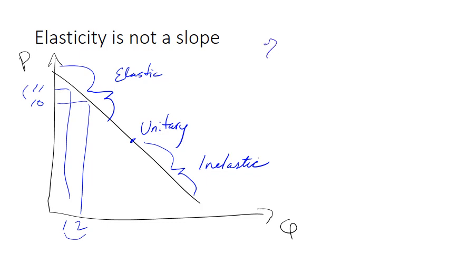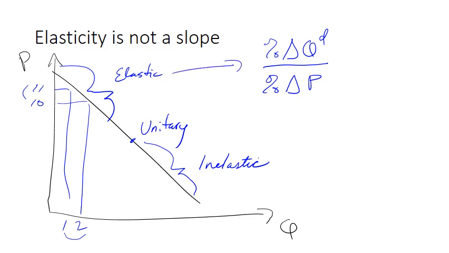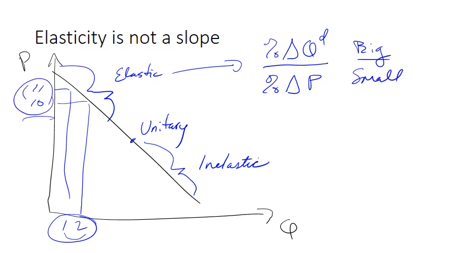If you'll remember, our general formula is percentage change in quantity demanded over percentage change in price. Well, in this elastic range here, you've got a very, very big percentage change going on down here with quantity, but you have a relatively small percentage change going on here with price. Of course, if you've got a big numerator and a small denominator, that number is going to be larger than 1. You're going to get an elastic response.